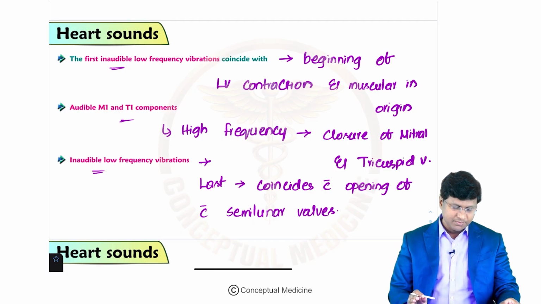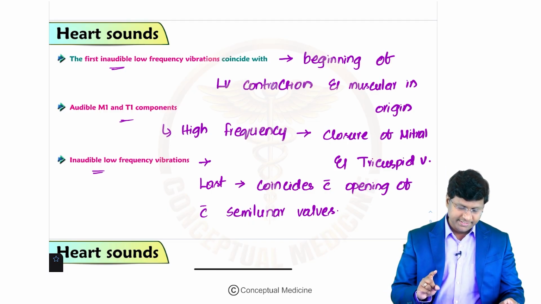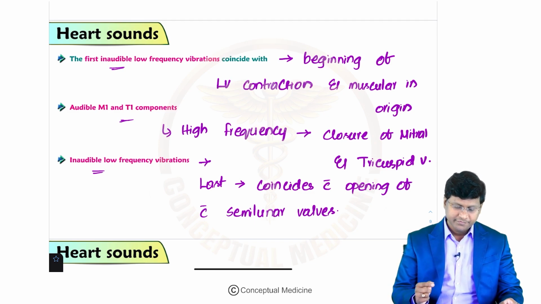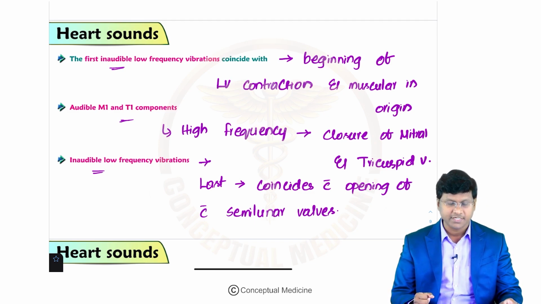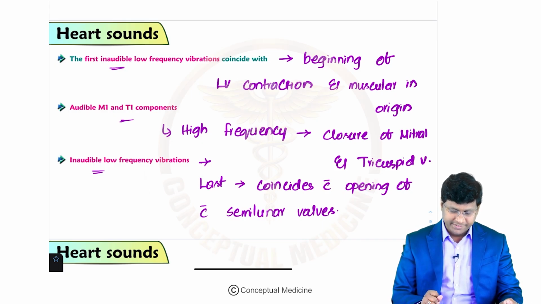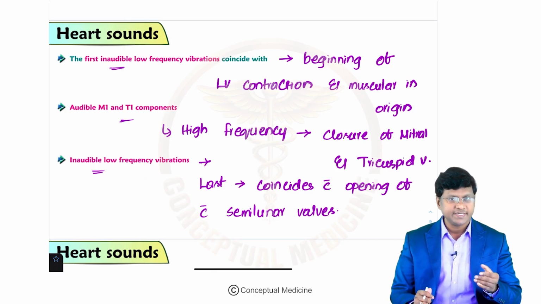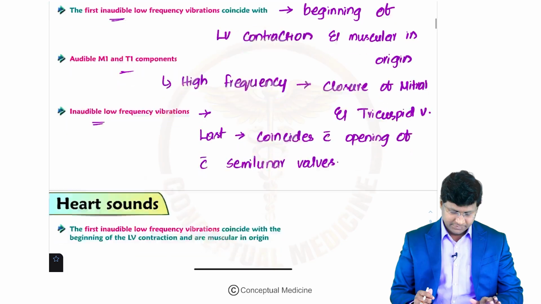Right, so this is about the four components of the first heart sound. One is the low frequency vibration, which is the beginning of left ventricular contraction and muscular in origin. Two major audible components, that is M1 and T1, and an inaudible low frequency vibration, the last one, which coincides with the opening of the semilunar valves. Now let me discuss in detail about the first heart sound.